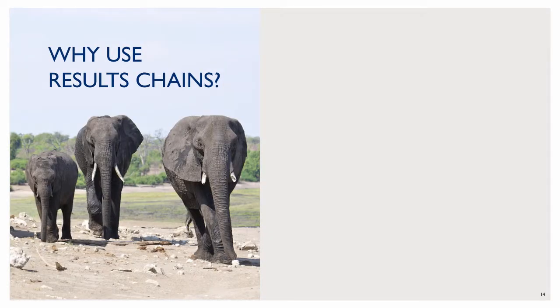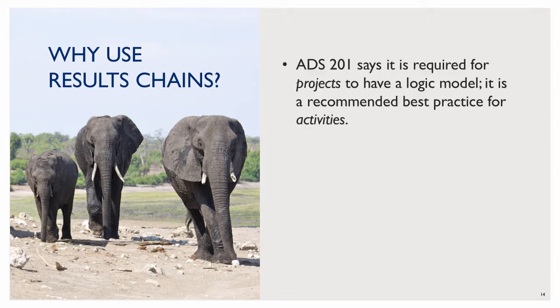There are 2 main reasons why we recommend using results chains in USAID programming. First, using results chains allows your project to comply with USAID's logic model requirement. The USAID Program Cycle Operational Policy, ADS 201, states that projects are required to have a logic model, and for activities, it is a recommended best practice. Second, and more importantly, independent of any requirement, design teams want to apply useful tools that increase the chances of programmatic success. Results chains are widely used across the conservation sector and have proven to contribute to more effective programming.